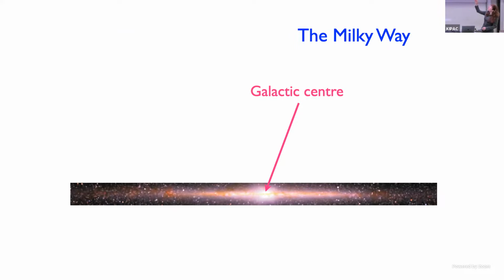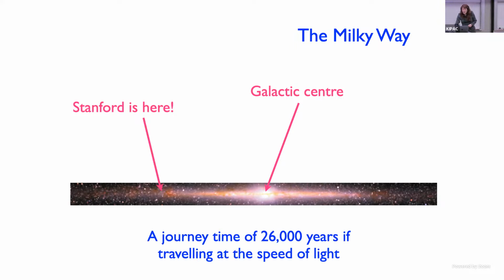So just to orient you, we think that there's a rather large, rather massive black hole right at the center of our galaxy. We also think there are hundreds of millions of stars distributed throughout the disk that you see just there. We are over there on the left. And the journey time between Stanford and the galactic center is about 26,000 years if we could travel at this very, very rapid speed that is the fastest speed that we can travel at in our universe.